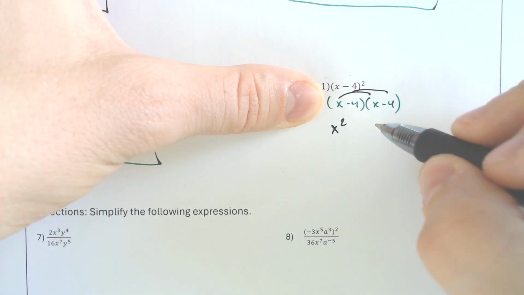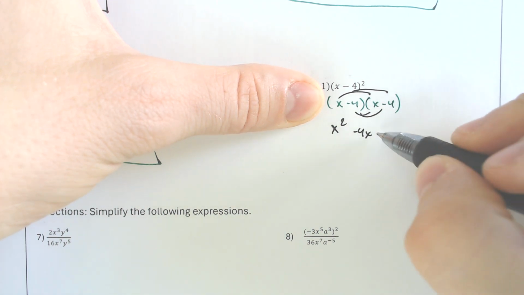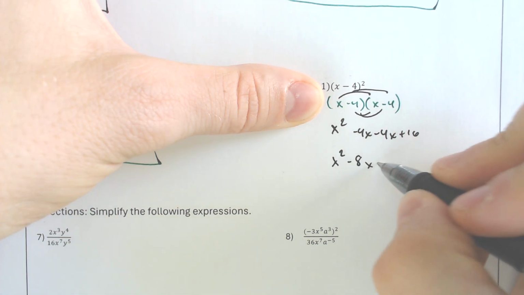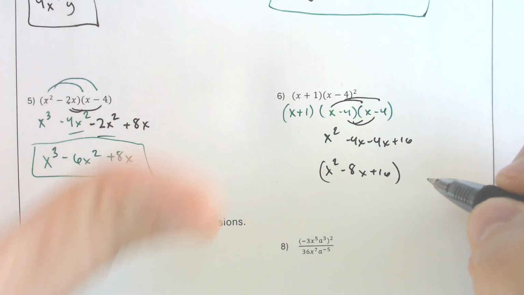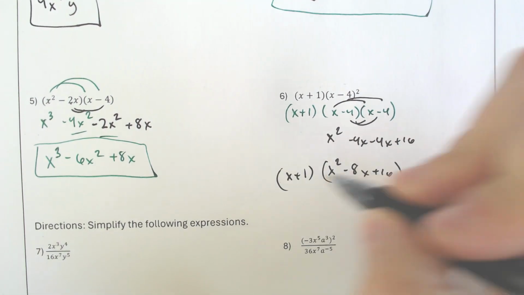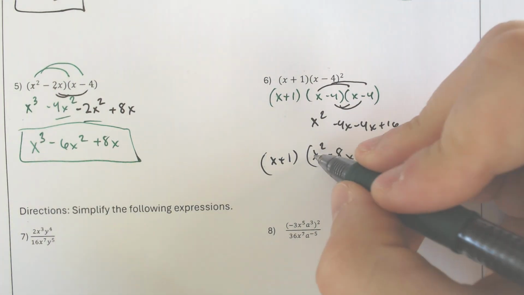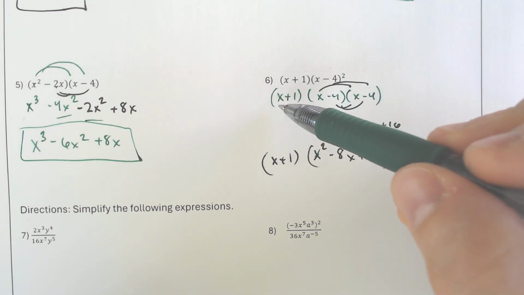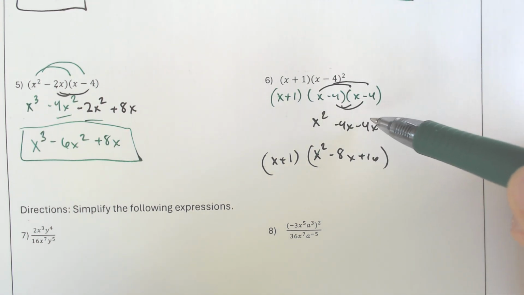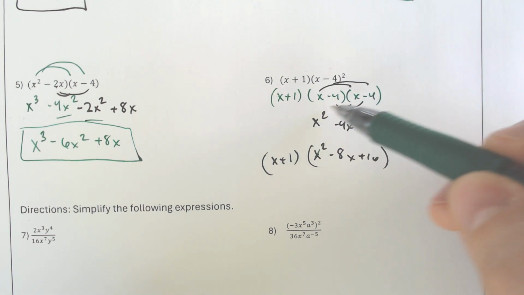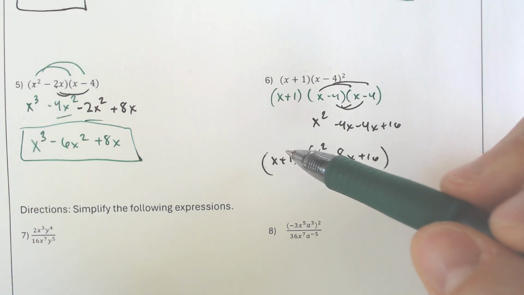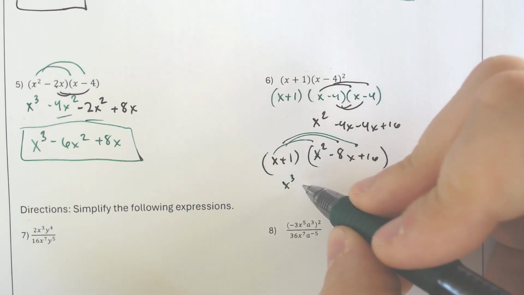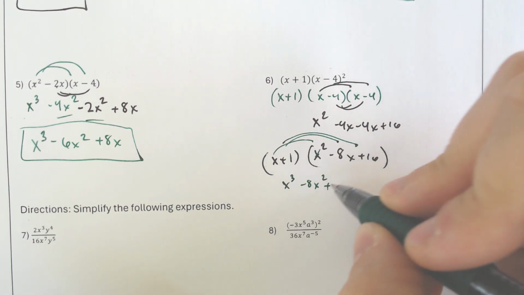That's going to be x squared minus 4x, and then negative 4x, and then positive 16, which combines to negative 8x and positive 16. And then I'm going to multiply by the x plus 1. Okay? So after I get that, now I can multiply by the x plus 1. A lot of people think that they need to multiply the x plus 1 by both of these. That's not the play. You just multiply two of them together and then multiply it by the third thing. So I'm multiplying by the x plus 1. We get x to the third minus 8x squared plus 16.